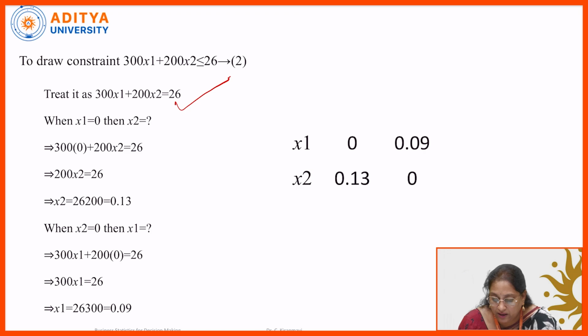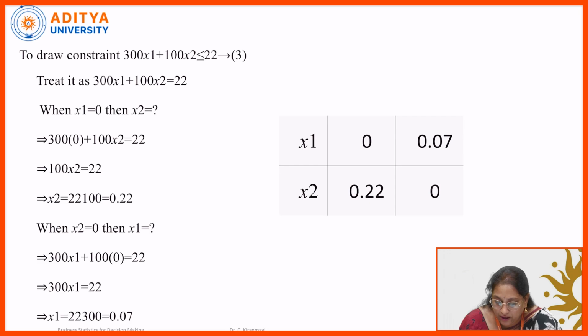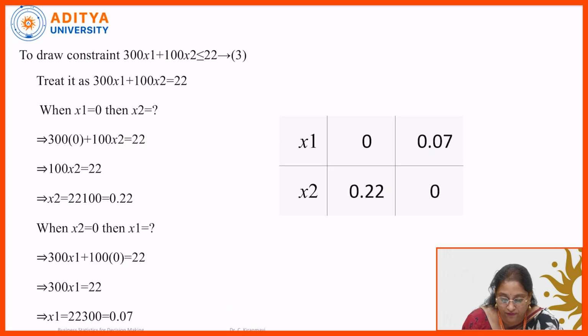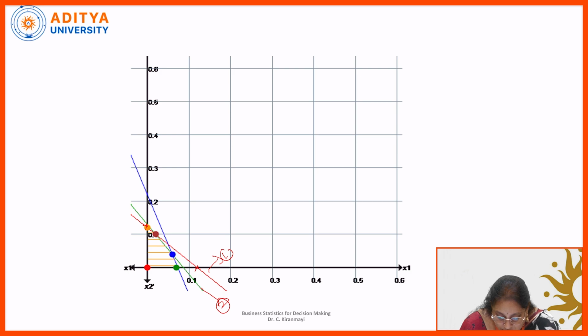Coming to the second one, it is 0.09 and 0.13 on the y-axis. So, this is going to be 0.09 and the other one 0.13, and this green line is the second constraint. Join the points. For the third constraint it is 0.22 and first point 0.07. The violet color line is going to be 0.07 and 0.22. This is how you have to plot all the constraints.